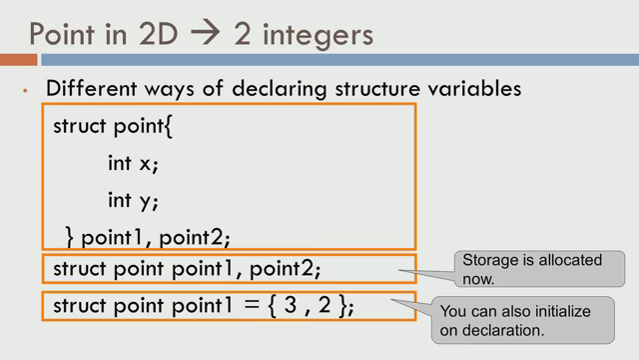So, this is also very similar to what we have for basic data types, where we say int x equal to 5, for instance, would mean you are not only declaring a variable called x, you also have the storage declared for it plus the initialization of the value to 5.